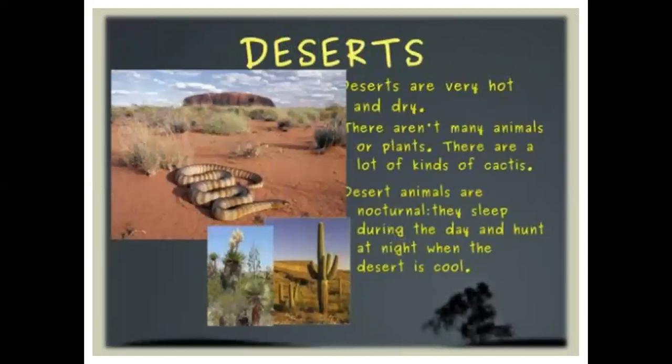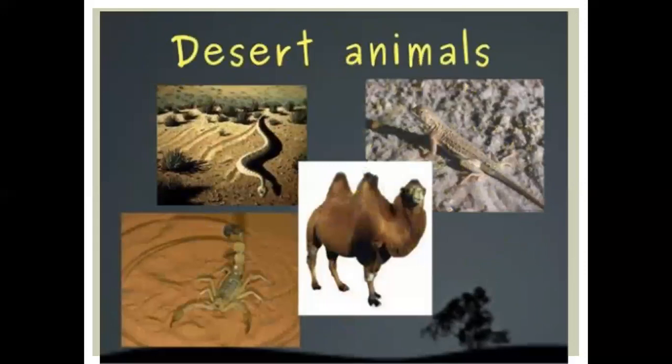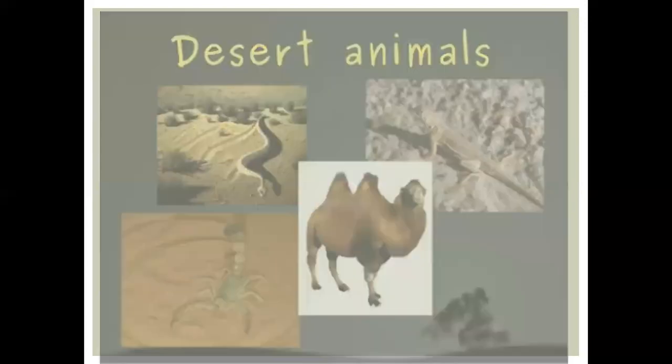So let's see deserts. What are deserts? Deserts are very dry and hot places. There aren't many animals or plants there. There are a lot of kinds of cactus. You can see these are cactus plants. They live there. Desert animals are nocturnal. They sleep during the day and hunt at night when the desert is cool. Here are some examples of desert animals: snake, camel, scorpion. These are examples of desert animals.